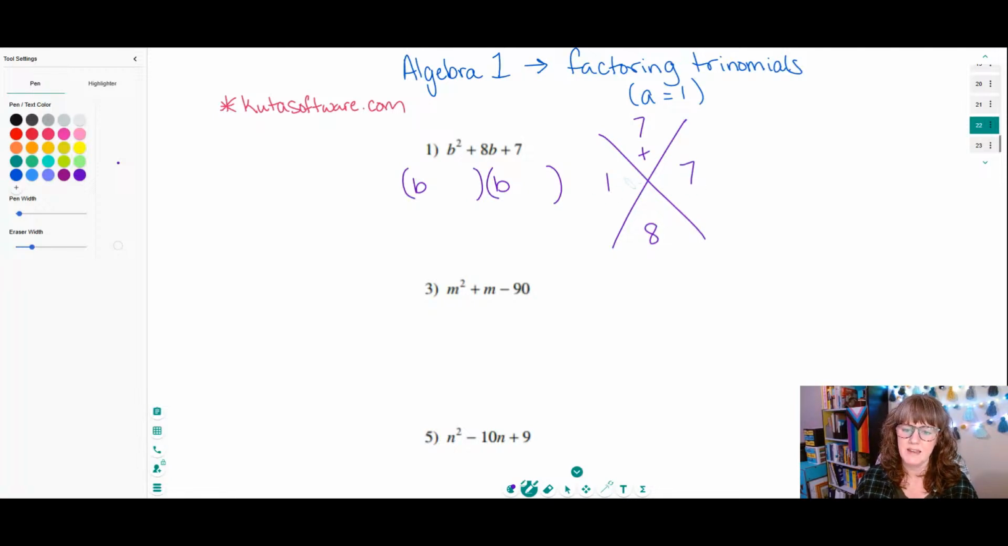So if we add 1 and 7, that's going to give us 8. If we multiply 1 and 7, oh my gosh, why do I keep mixing that up? I'm so sorry. It's been a long day. If we multiply 1 and 7, it's going to give us 7 up at the top here. And if we add these 2 numbers, it's going to give us 8.